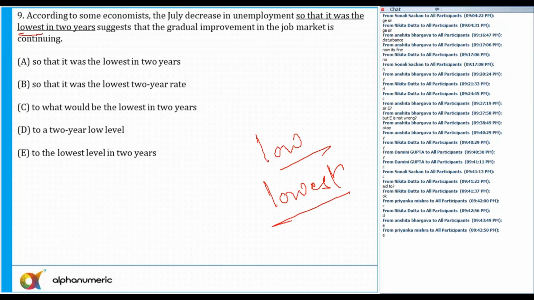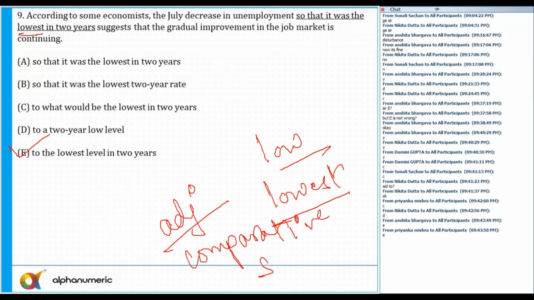I think number E is the answer. The July decrease in unemployment to the lowest level in 2 years. It is not just a 2-year low level, it is the lowest level in 2 years. So there is a difference. There is a difference between low and lowest. Because lowest, see what is happening over here. What are they testing you on? They are testing you on adjectives, comparison of adjectives. Whether you are going to use the comparative form or whether you are going to use the superlative form.